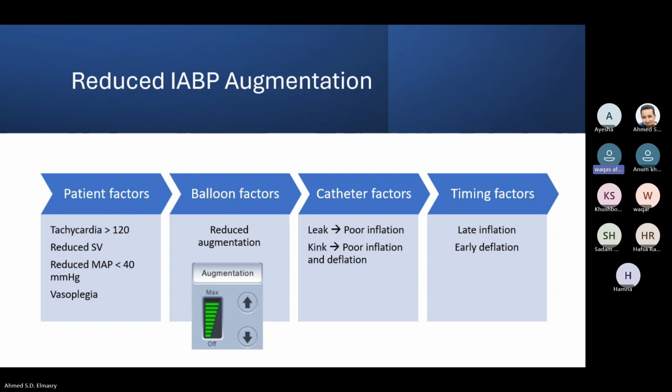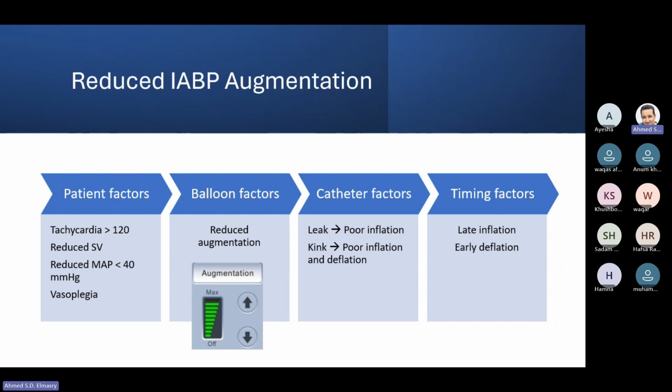Doctor, how do we know whether this is a factor of vasoplegia or a factor of timing related to the IABP? To assess the timing, we shift it to 1:1. If the inflation timing is okay, that means it's not related to the timing factor. And if you check the deflation, early deflation will affect this too. So if you are able to diagnose late inflation or early deflation, you will be able to know whether this is related to the timing factor or not.